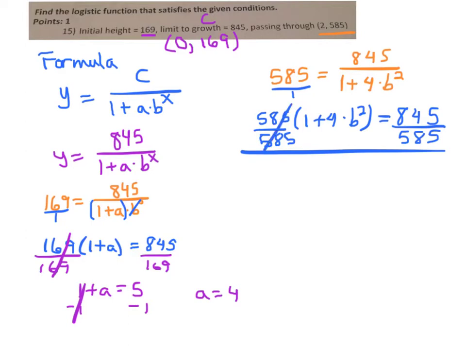So you get 1 plus 4b squared equals 845 divided by 585. Change it to a fraction, it's 13 over 9. Subtract 1. 4b squared equals 4/9. Because 13 over 9 minus 9 over 9 is 4/9. Divide by 4.